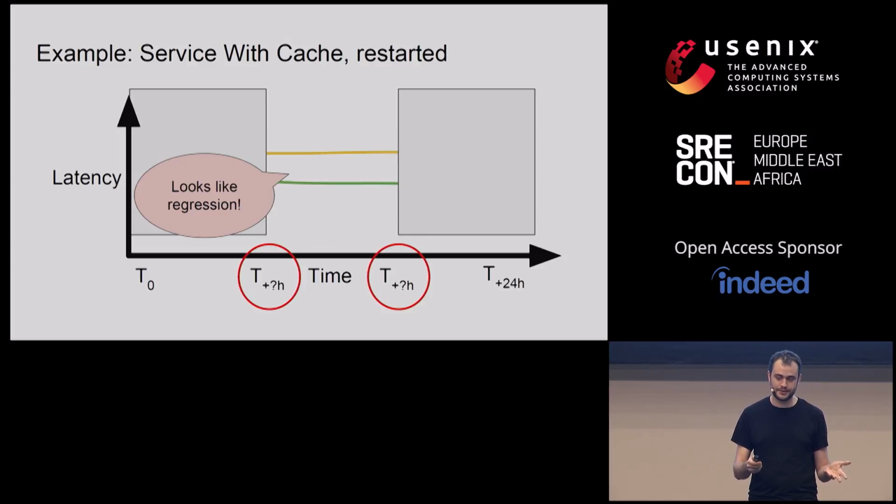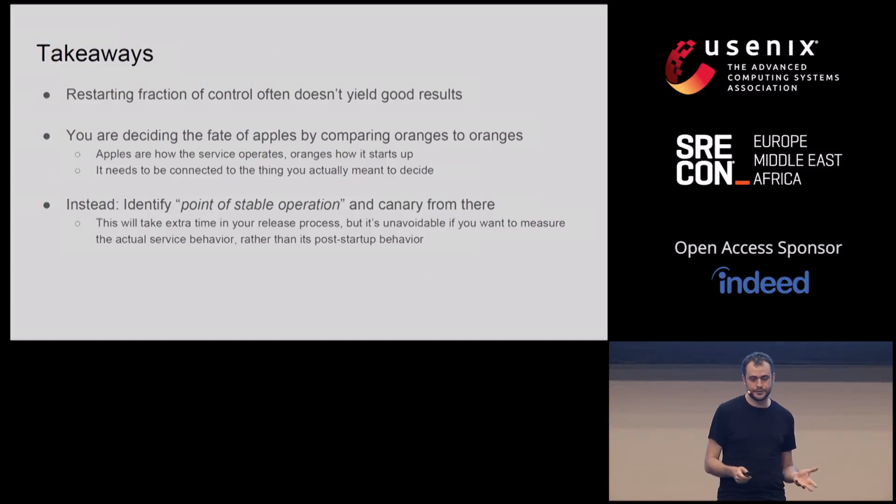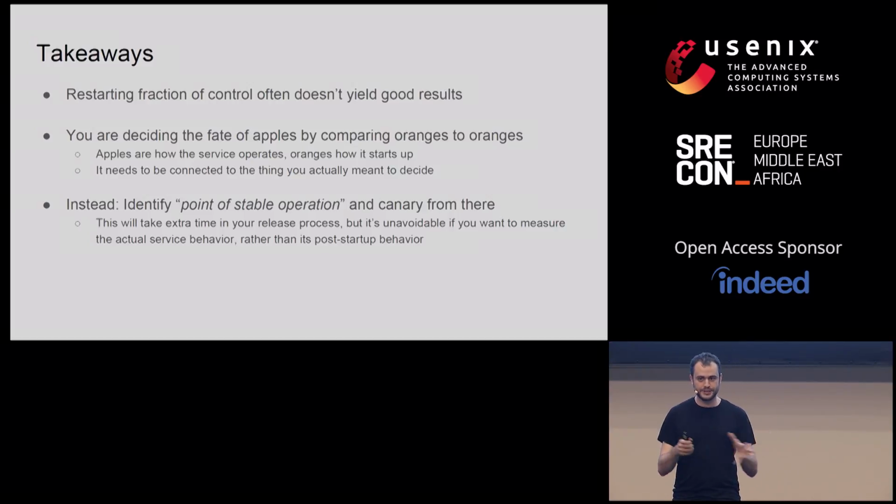And later on, it actually looks terrible again. Because you were comparing apples to apples, but you are not actually comparing the things that you want. You are trying to decide the fate of apples by looking at something totally unrelated, and then go, oh yeah, apples are fine. You are comparing the post-startup behavior, the least relevant part of the behavior of your system, and trying to decide whether the system in steady state is going to be healthy. And that is a problem, right?